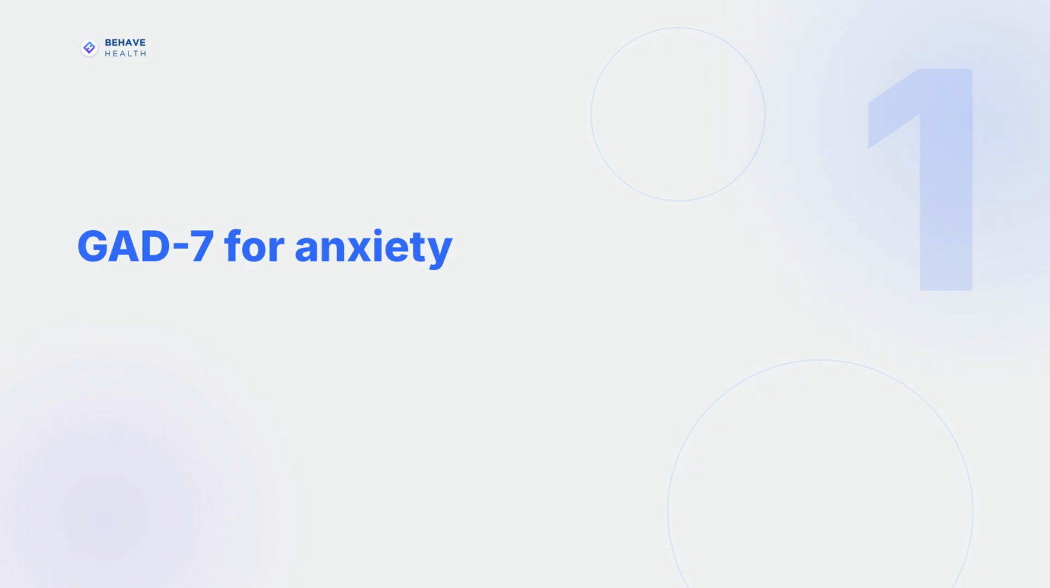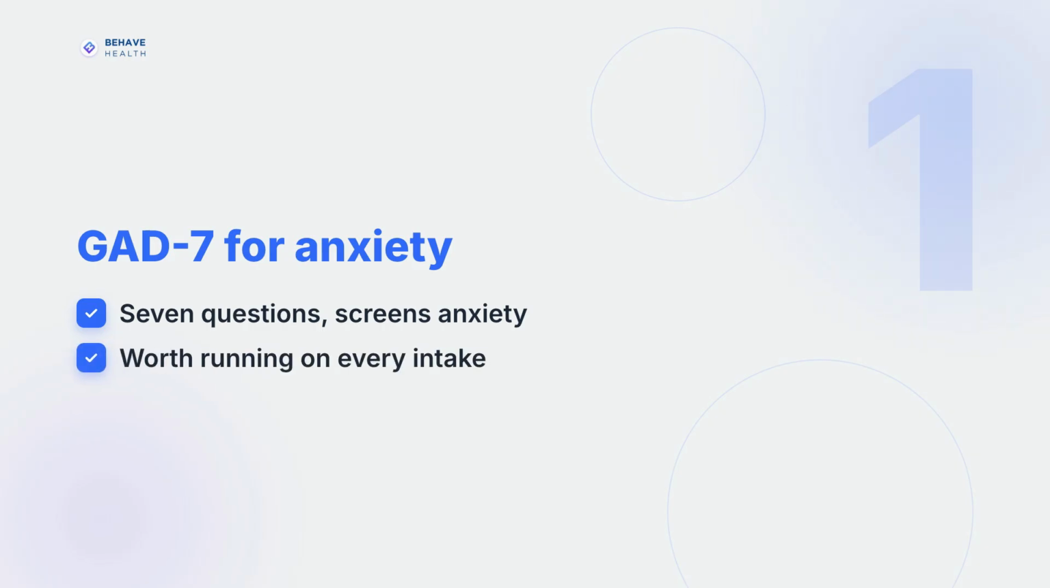GAD-7 stands for Generalized Anxiety Disorder 7. It screens for nervousness, excessive worry, restlessness, and an overall sense of dread. It cannot diagnose, but it tells you whether to refer for clinical assessment. Many addiction treatment patients score high, so it is worth running on every intake.